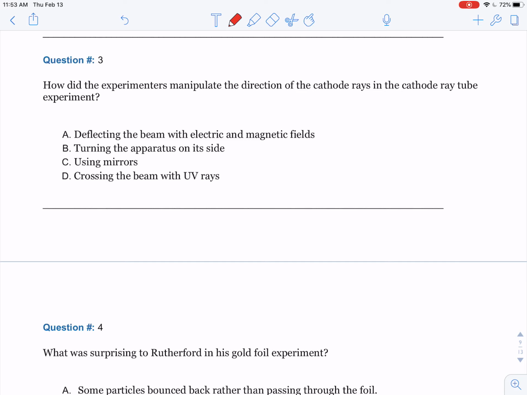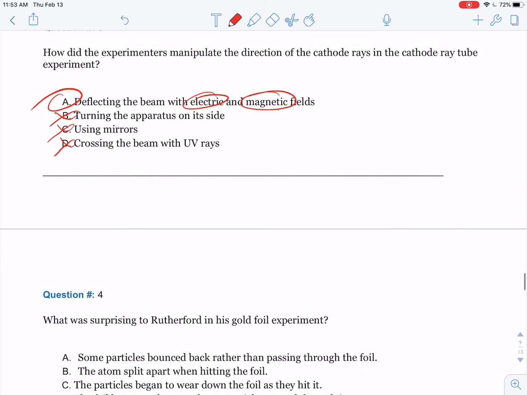How was the cathode rays' direction manipulated? They used electric and magnetic fields, and those rays were bending depending on what direction, what charge was being approached. They deflected towards the positive charge, deflected toward the North Pole. So here it is A. It wasn't about turning, it wasn't about using mirrors, and it wasn't about UV rays.